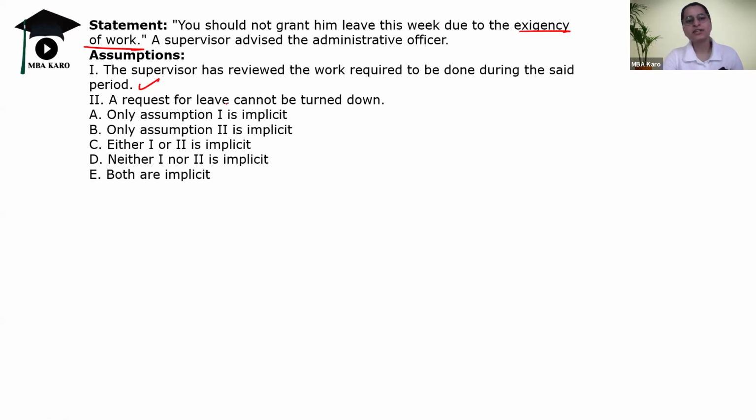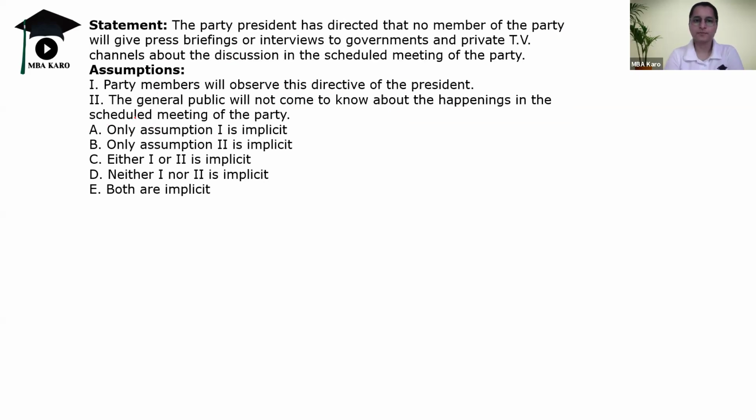The second says a request for leave cannot be turned down. Now, if a request for leave could not be turned down, then this person would not be advising the administrative officer to not grant the leave. Requests can be turned down. That is why he's saying so. So this assumption does not support our statement. So the correct answer is option A. Only one is implicit. Next.